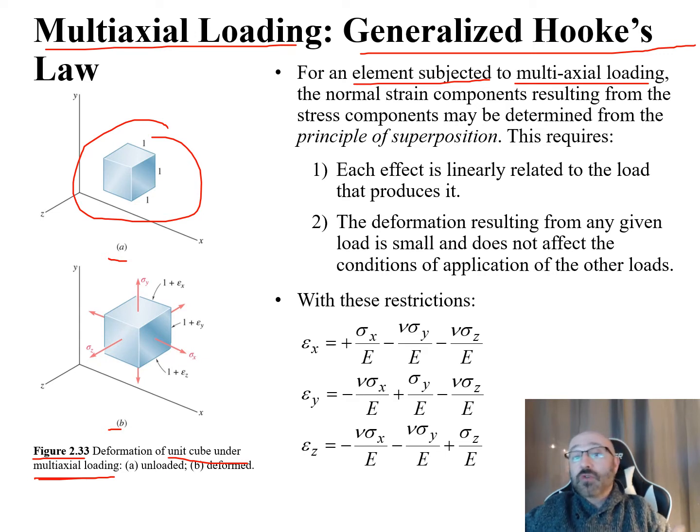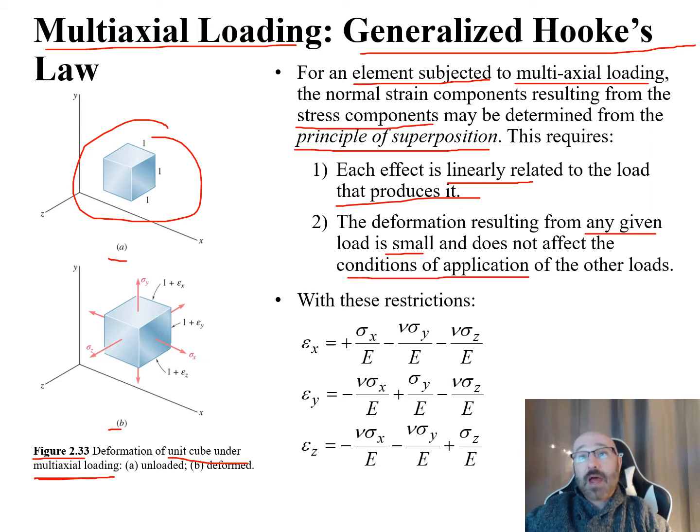The normal strain components resulting from the stress components may be determined by using what we're referring to as the principle of superposition. Now, this is going to require a few things. One, that each effect is linearly related to the load that produces it, and two, that the deformation resulting from any given load is small and does not affect the conditions of application of the other loads. These are the assumptions that we're going to make. These are the requirements in order to use this principle of superposition.